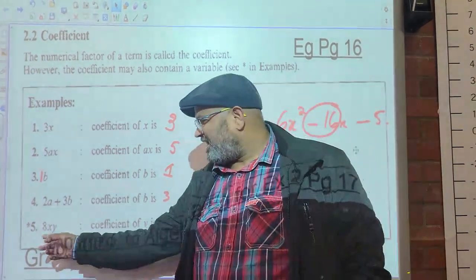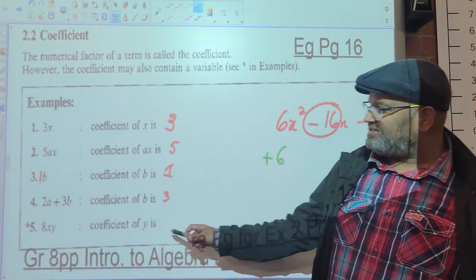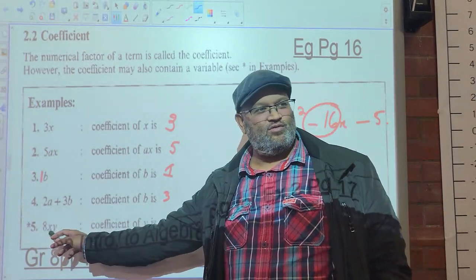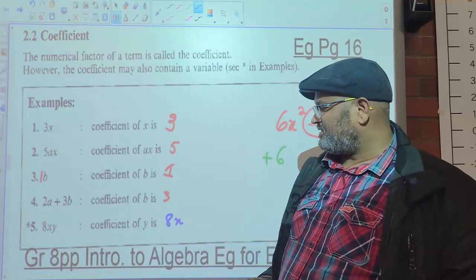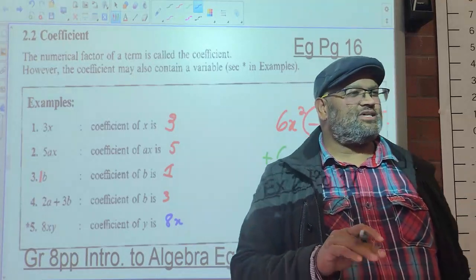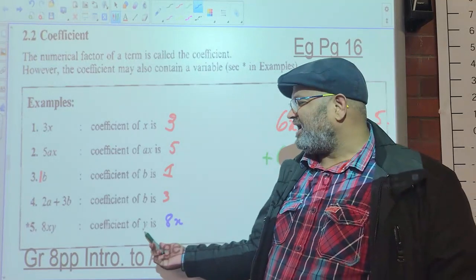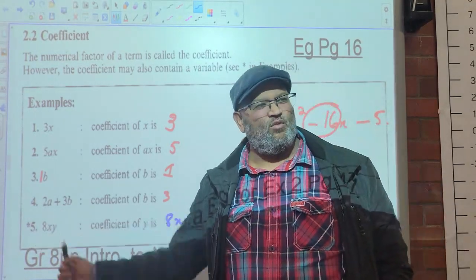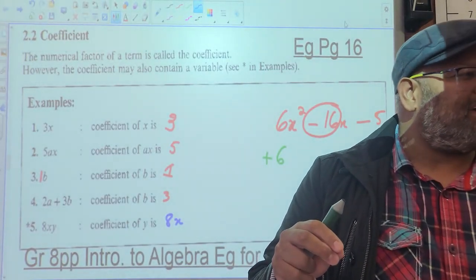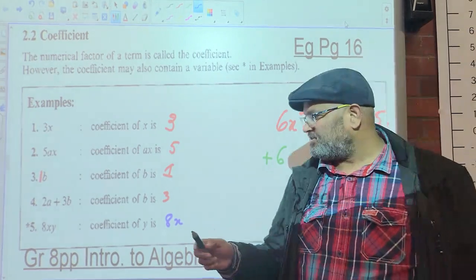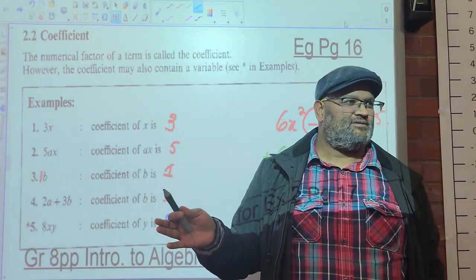People, what is the coefficient of y? 8x. Did it say of xy? No. So it's just of y, which is going to be 8x. If the question says what is the numerical coefficient of y, it would have been 8. Why? Because numerical means the number only. But if it just says the coefficient, then it's everything other than y. You guys understand? Yes, sir.